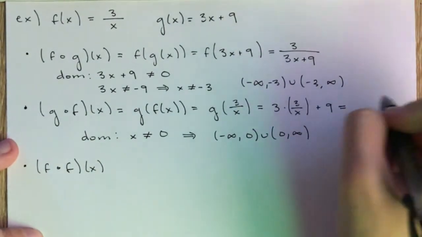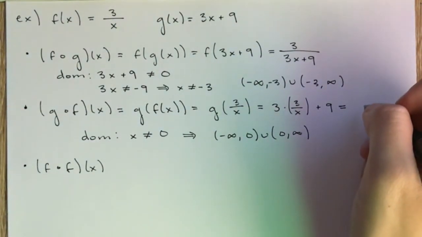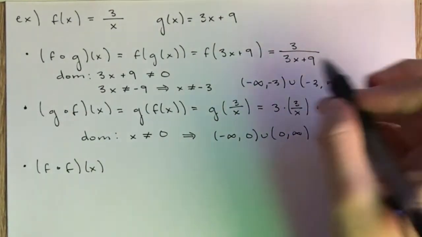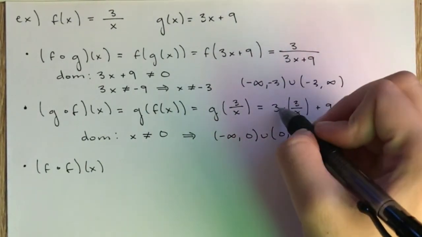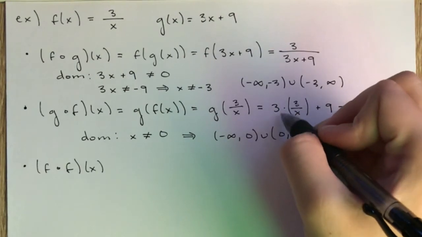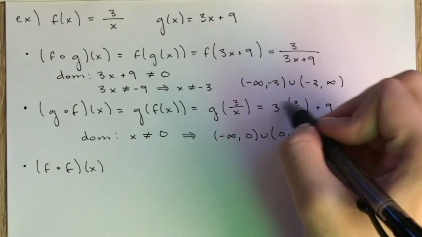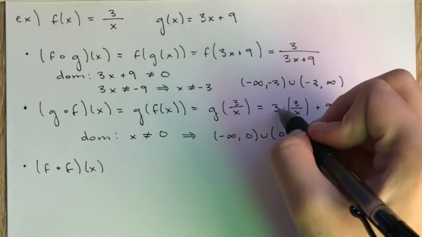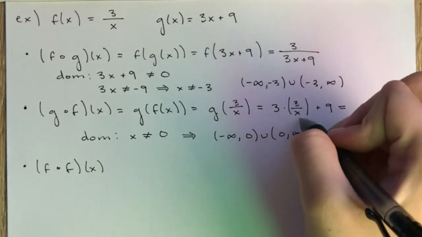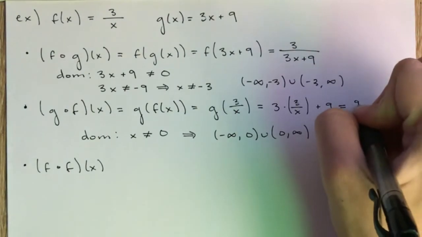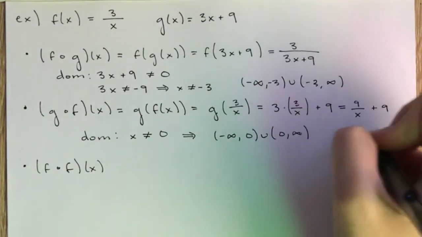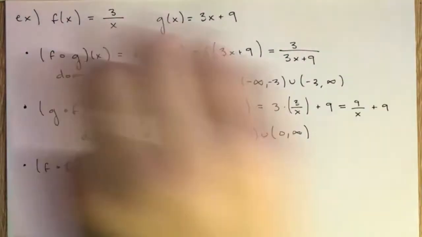If we were told to simplify this, we would need to multiply these terms together. So in order to multiply, this is 3 over 1. When we multiply numerator by numerator and denominator times denominator, we have 3 over 1 times 3 over x, so we end up with 9 over x plus 9. That is the answer.